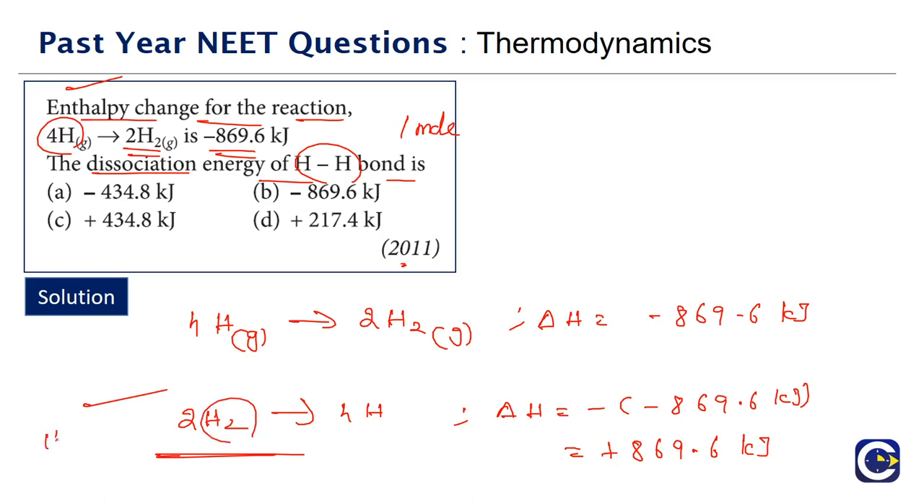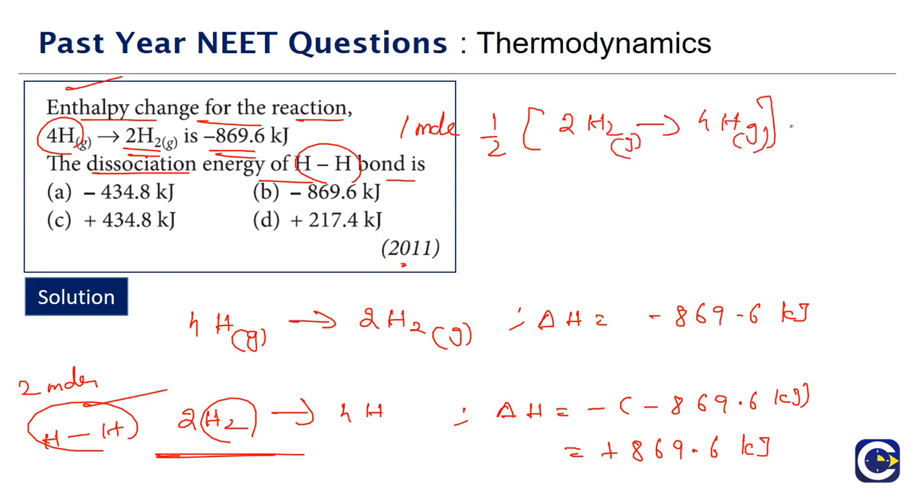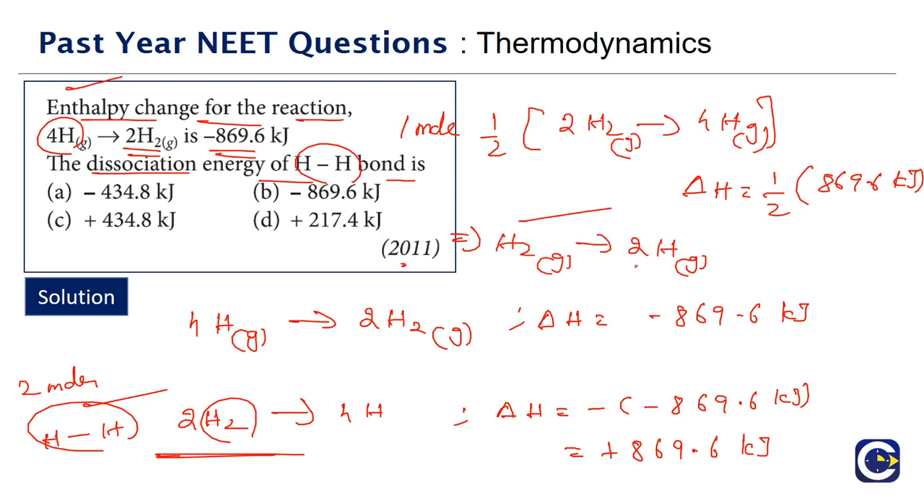So each hydrogen molecule contains 1 hydrogen bond, right? We have 2 moles, but we have to express it per mole, meaning we have to divide this equation by 2. Or we can say we will multiply the equation by a factor half. If you multiply the equation by a factor half, then the enthalpy change also will have to be multiplied by the same factor half. So what is the reaction we will get? 1 mole of the H2 gas gives rise to 2 moles of gaseous hydrogen atoms. This represents the dissociation energy.